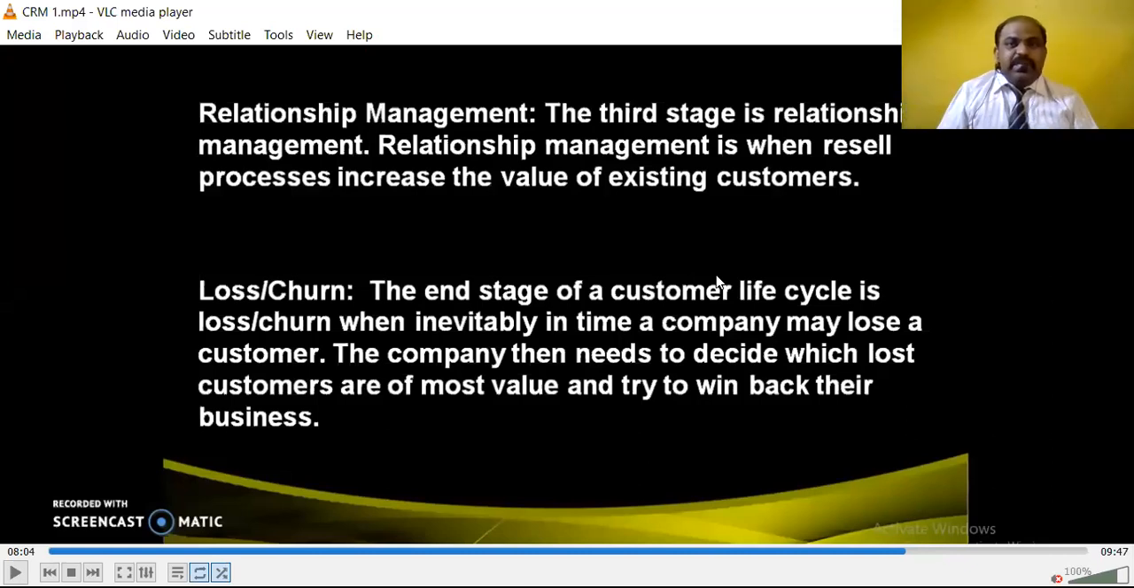And the fourth stage is loss or churn. The end stage of a customer life cycle is loss or churn, when inevitably a company may lose customers. Now, as a company, you have to decide which lost customers are most valued and try to win back their business. कोशिश करो कि इनको वापस हम गेन करें, वापस हम आगे बढ़े.